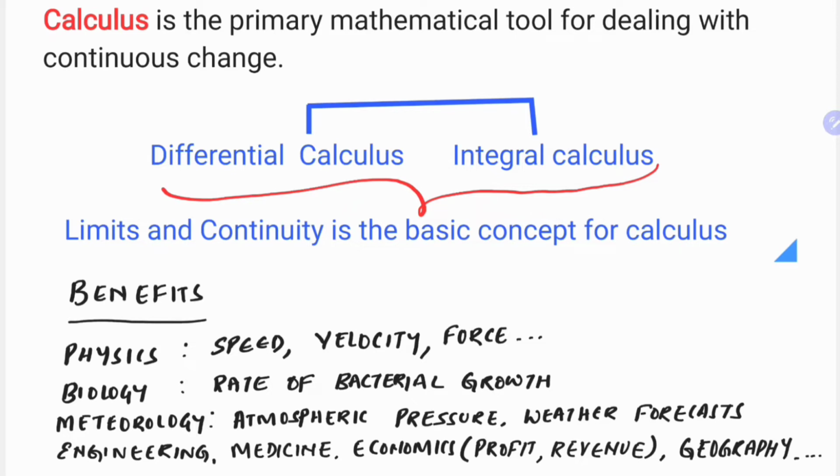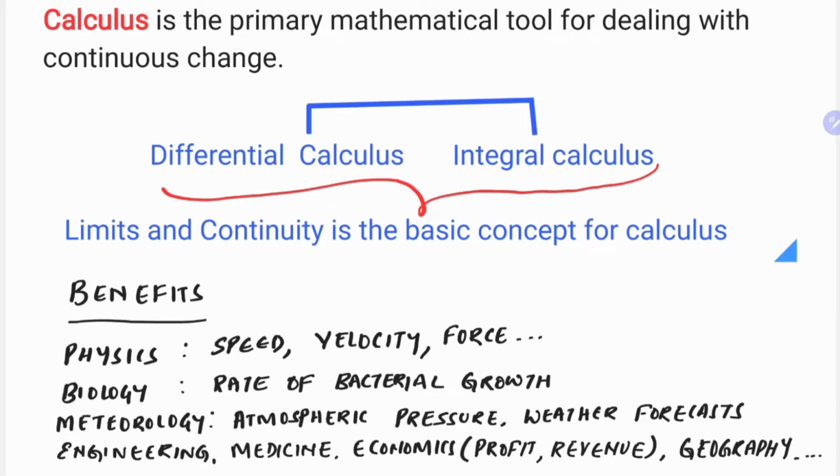So if you notice, all of these changes are dynamic, and the changes keep happening. It is continuous. In such cases, calculus is a powerful mathematical tool which helps you find the ratio of change, the quantum of change within the different sets of parameters. Calculus is broadly divided into two wide topics: differential calculus and integral calculus. And the basics for differential calculus and integral calculus are limits and continuity.